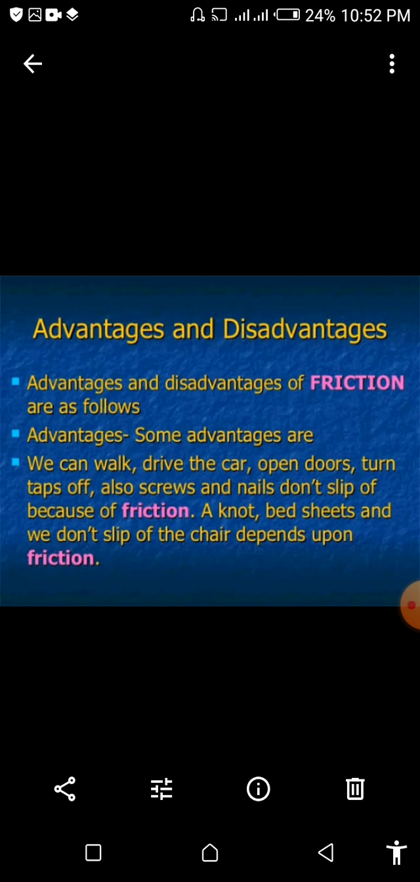Students, I have told you that we can walk easily because of friction. Clear? Friction helps us to walk easily, and it also helps cars to move. We can drive cars easily because of friction. And the third advantage is that we can write easily because of friction. And there are so many other advantages, like you can open the doors, turn off the taps, and screws and nails don't slip because of friction, clear.